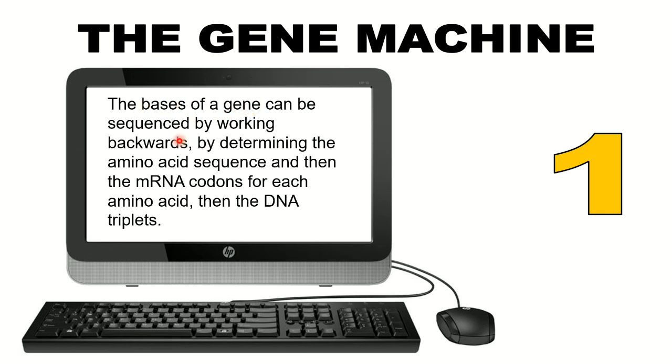How? Working backwards, we get the protein and see what the primary structure of the protein is, the sequence of amino acids. If we know the sequence of amino acids, can we know the codons for them? Can we know the mRNA codons? We can, because we know which codon codes for which amino acid. So if we find the mRNA sequence, then we can go backwards to find the DNA triplet code. So we can find the sequence of the human gene.